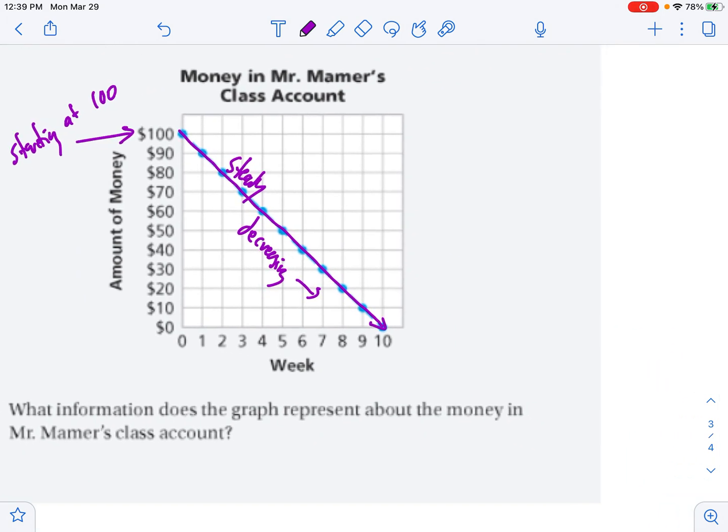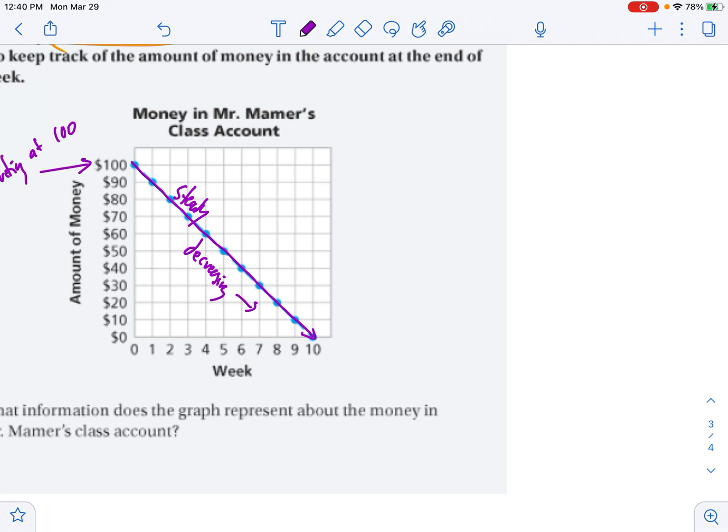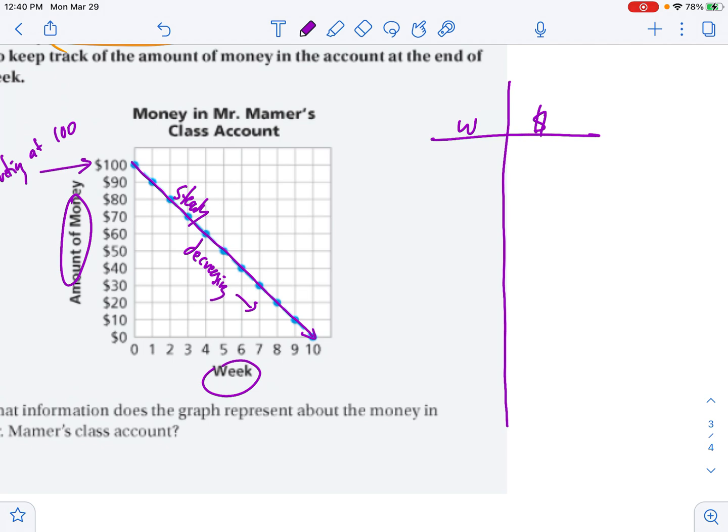I'm going to go ahead and create a table. Let's just go ahead and do that. Will you get that ready? Let's just do a quick T-chart or table. The two things that are on here are weeks and amount of money. So I'm going to do weeks and I'm going to do money. I'm going to use that gray line to help guide me a little bit.